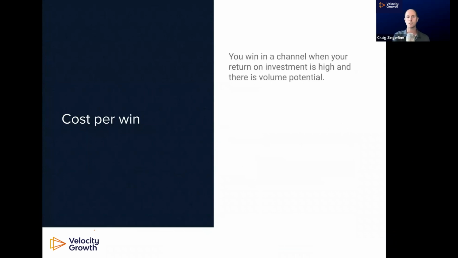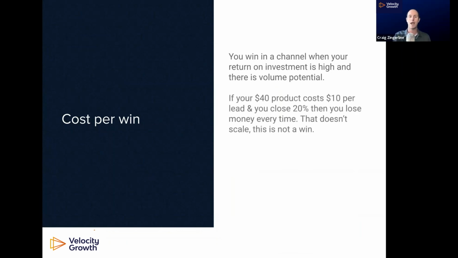The last consideration is your ability to win in a channel. So we're going to look at cost per win here. You really only win in a channel when your return on investment is high and there's potential volume from that channel. If your $40 product costs $10 to get a lead and you close 20% of your leads, you lose money every time. So 5 leads, 20%, one converts. It costs you $50 to sell a $40 product. And that doesn't win and you're not going to scale that.